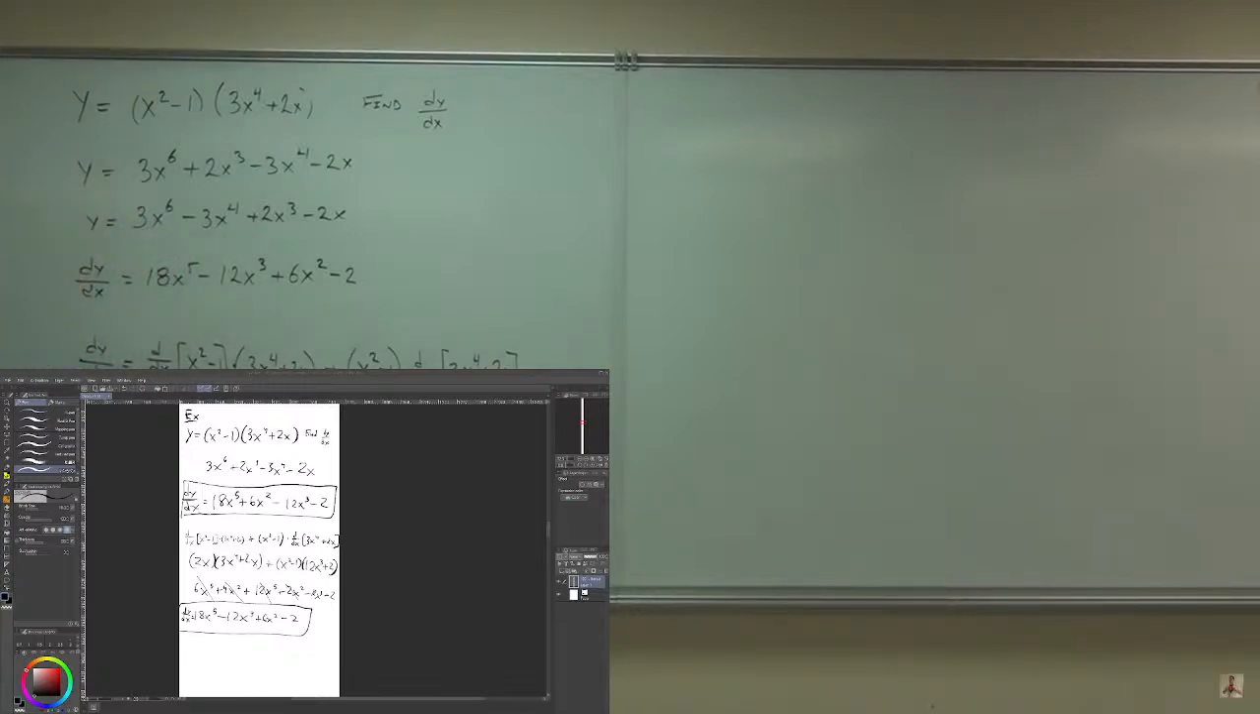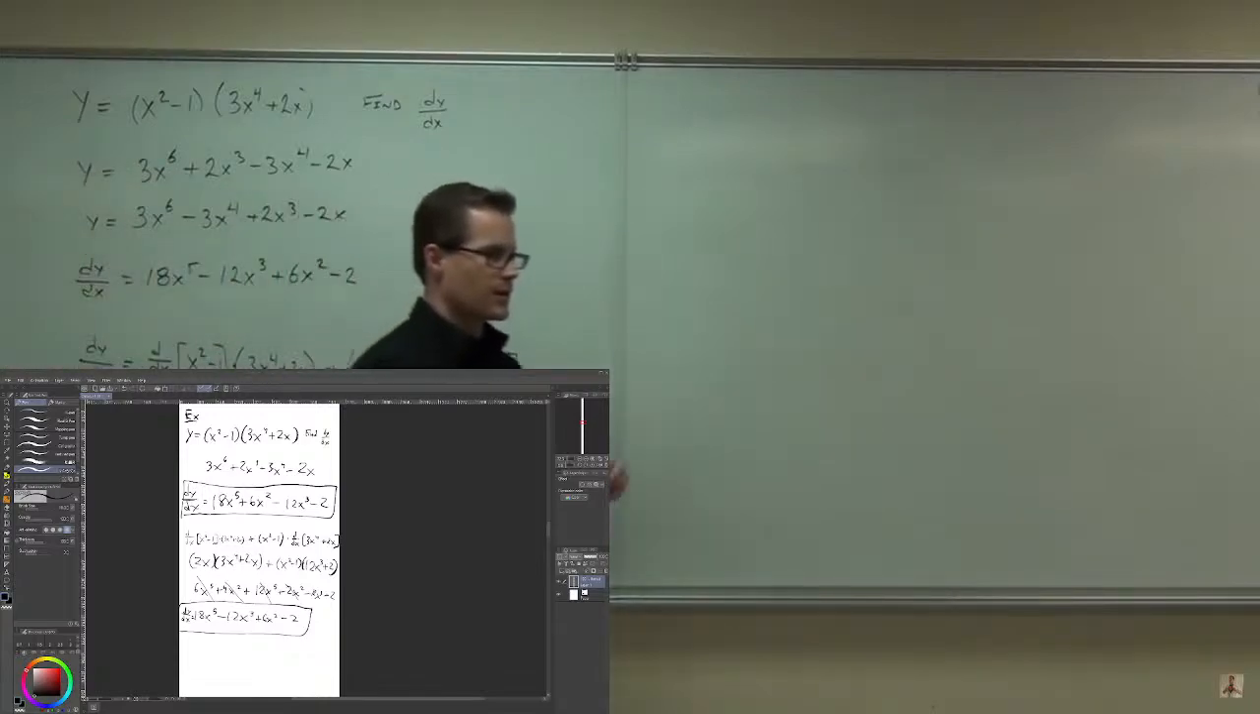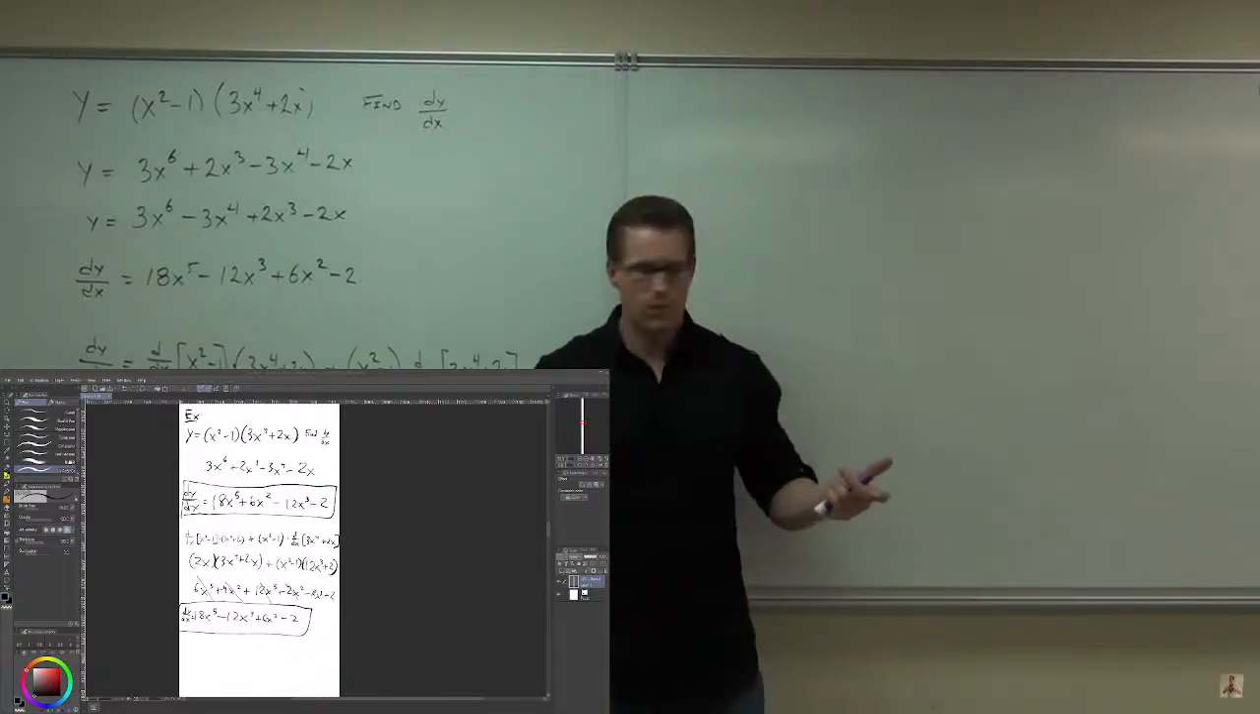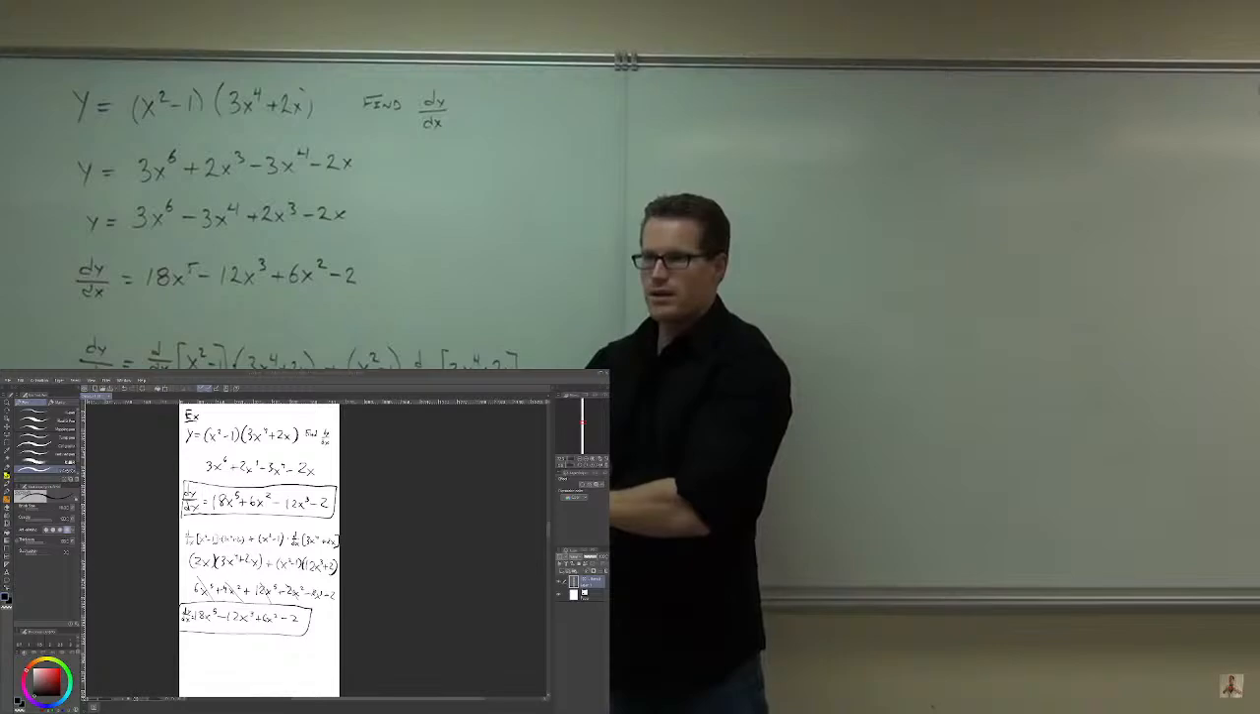Now, if we combine some like terms, I see 18x to the 5th. Cool. I see a 12x cubed minus 12x cubed. Gotcha. I see a 6x squared. I have minus 2. Now, say we wanted to find the second or third derivative, can we just use that polynomial from that point? Oh, sure, yeah, find the second one, bam. Just look, these are the same derivative, right? It is the same.